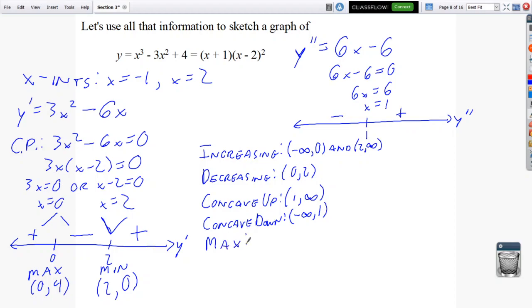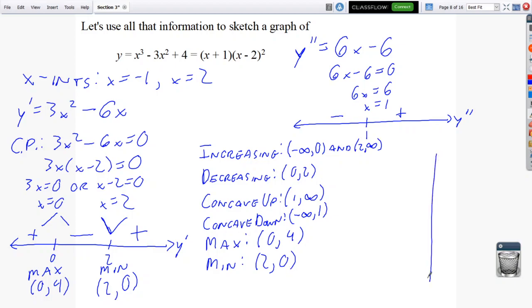My local max, again, I don't know if it's an absolute max, is going to be at 0, 4. So we have a maximum value at x equals 0. I'm just abbreviating it by putting the point down. And my minimum is at 2, and it is 0. I will tell you that on your next test, this is a major question: being able to determine all of these things: intervals of increasing, intervals of decreasing, intervals of concave up, intervals of concave down, maximum, minimum, and even something that we haven't said yet, point of inflection.